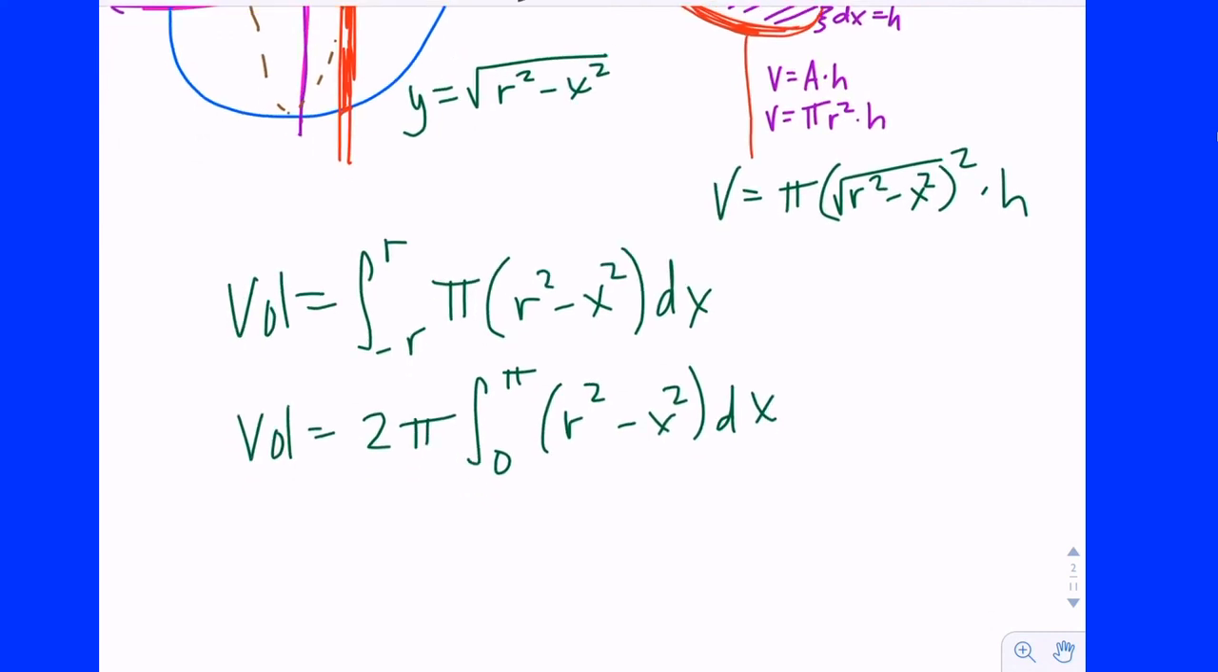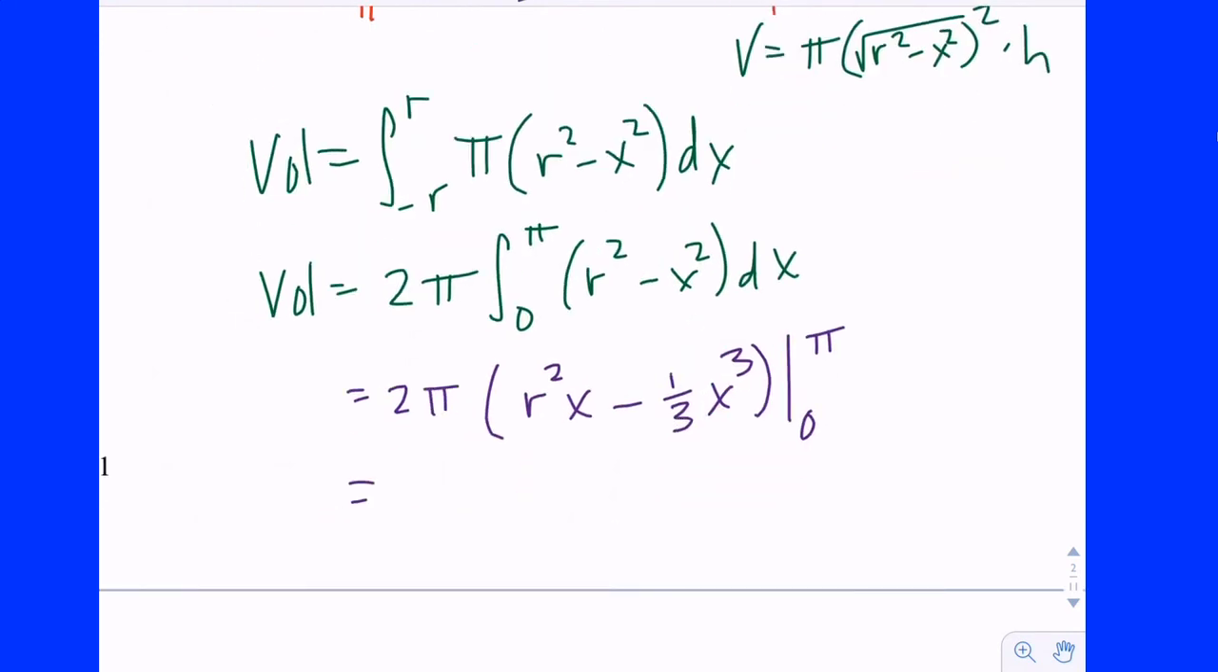Now we're running short on time, but I'm going to keep going here. The 2 pi now goes along for the ride. I've been able to express my area of the face as a function of x, little r is a constant, and then times dx. So what's the antiderivative of little r squared with respect to x? Well, it's r squared x, because r squared is a constant, minus 1/3 x cubed. I evaluate it from 0 to pi. 2 pi goes along for the ride, and plugging in for x, we get r squared times pi, so pi r squared, minus 1/3 pi cubed.